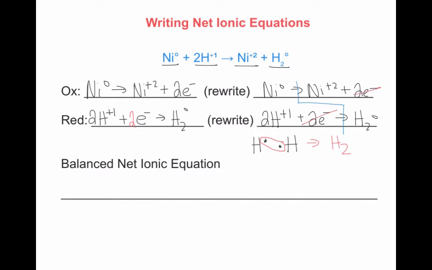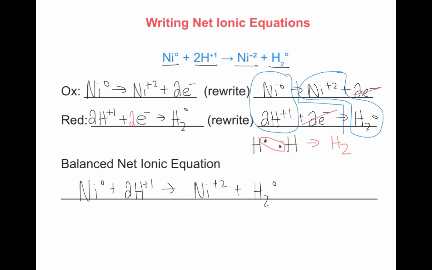And then I'm going to write my balanced net ionic equation by making sure that I record my reactants on one side and my products on the other side. And again, it doesn't really matter which order they go in, so I'll write Ni0 plus 2H plus 1 yields Ni plus 2 plus H2. And as a result, I have a balanced net ionic equation where the number of electrons lost equals the number of electrons gained.